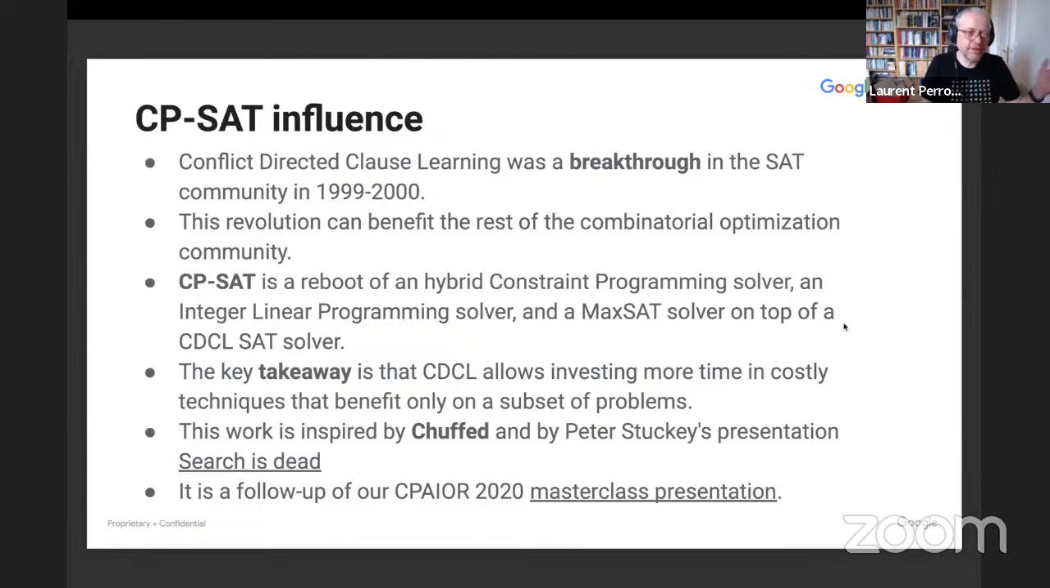Of course, since then, time has passed and all the solvers have become much more complex. All of them have a portfolio of workers. Some of them have some local search. It's a bit different, but at that time, this was a complete breakthrough. And this breakthrough can be transposed to the rest of the discrete optimization community.